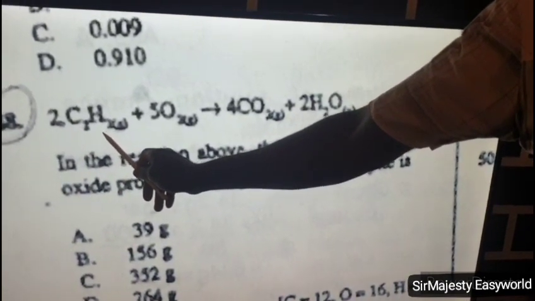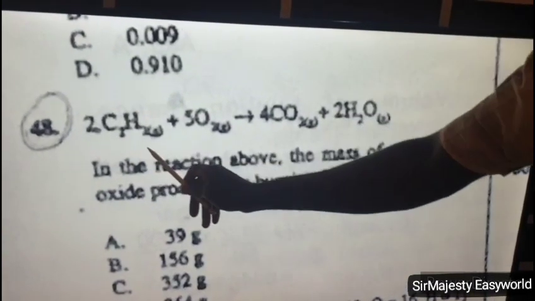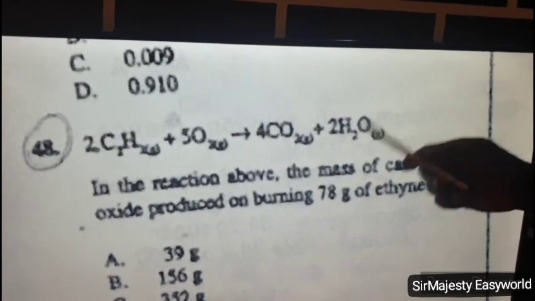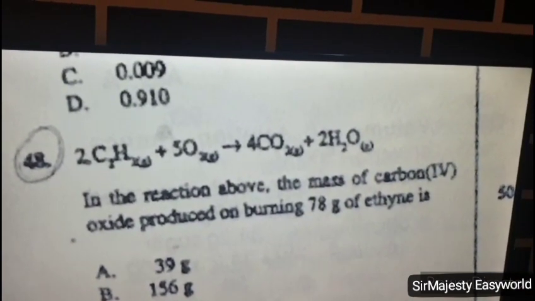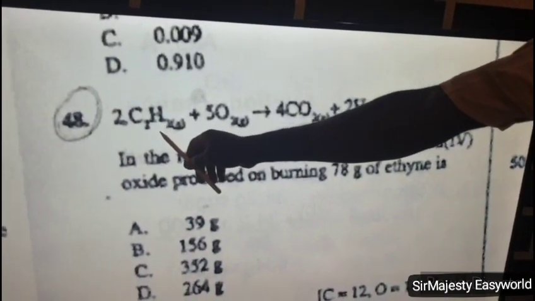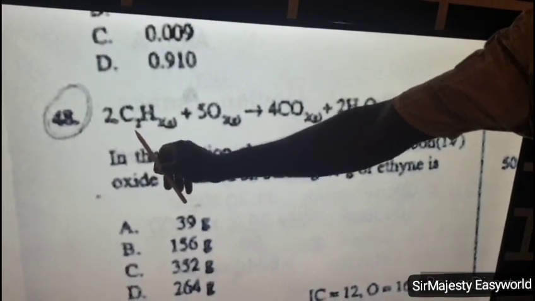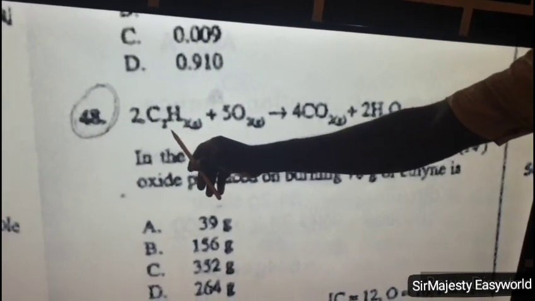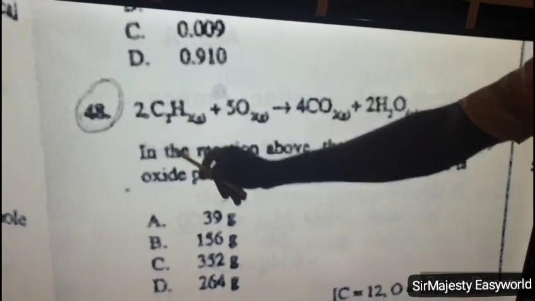Is this clear in the camera? Okay, 2 moles of C2H2 will give you 4 moles of CO2. Then, watch out well. You find out the molar mass of ethane. Without wasting time, carbon is 12. 12 times 2 is 24 plus 2. We have 26. So 26 is the molar mass of this.